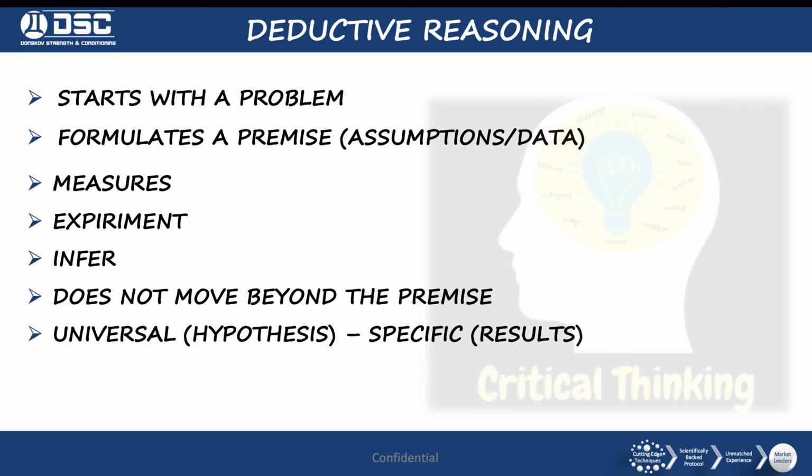When thinking deductively, we also know that what works for one sample size or one athlete certainly may not work for every athlete. So we do not move beyond the premise and make broad assumptions from experience. Rather, we start with a problem. That's a critical distinction between deductive and inductive reasoning.